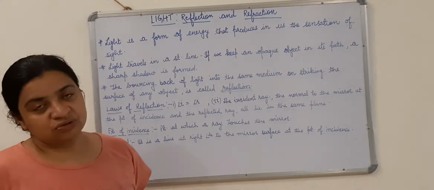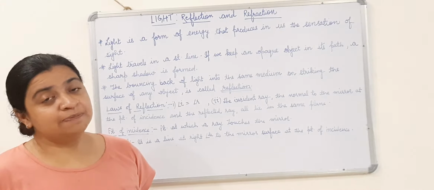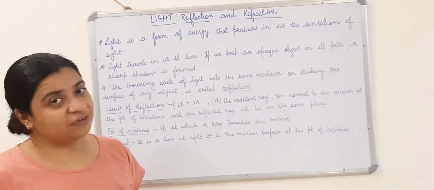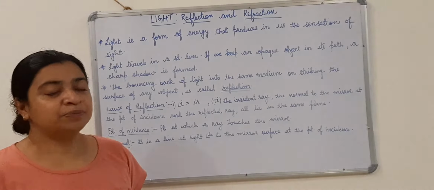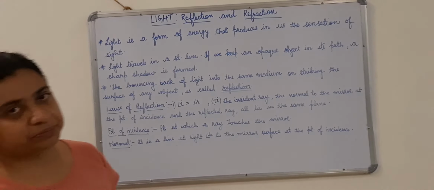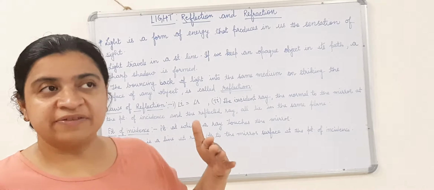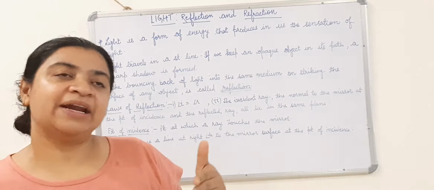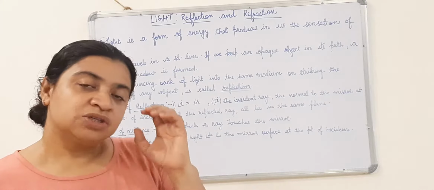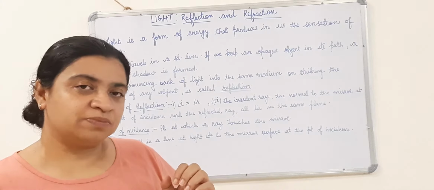Light travels in a straight line, and when we keep an opaque object in the path of light, a sharp shadow is formed. Light cannot pass through the opaque object. It travels in a straight line. It cannot pass through that opaque object, so it forms a sharp shadow of that object.